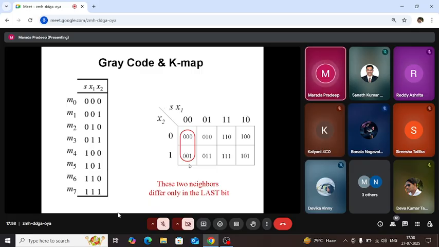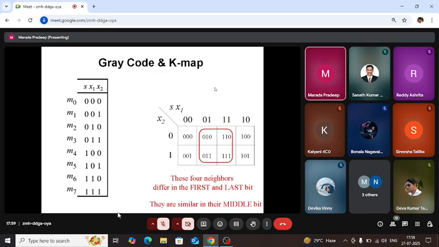Next, see, in these two steps, 0 0 0 and 0 0 1, only one bit changes. It means these are adjacent. Suppose we write 1 0 0 after 0 1 1, or 1 1 0. These are not adjacent because two bits are changing. See, here also only one bit is changing. So these are all adjacent.